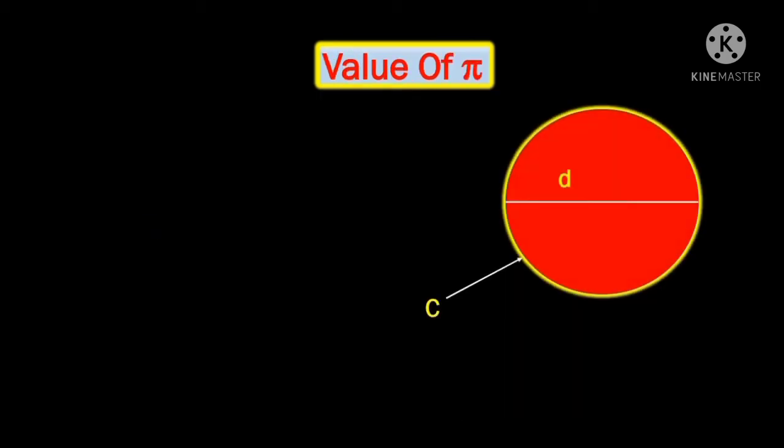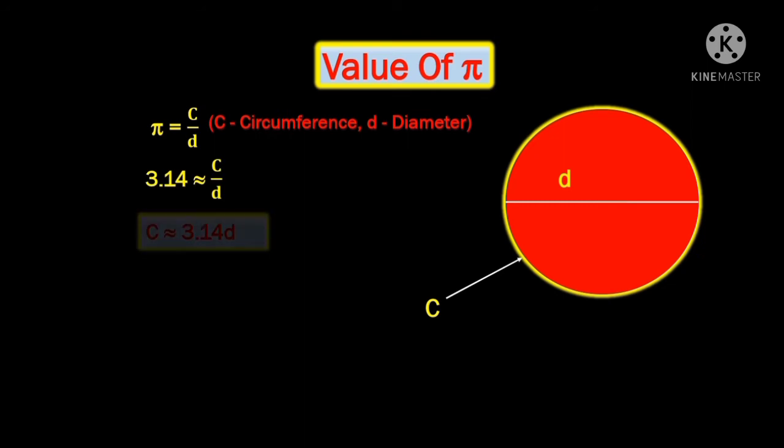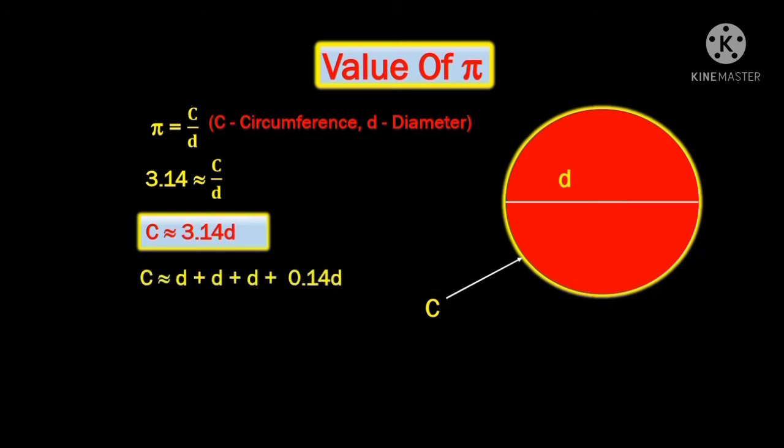Let's consider a circle of diameter d and circumference c. Now we know that pi is c upon d. Taking pi to be approximately 3.14, we can say that the circumference is approximately 3.14 times the diameter. Now this means that whatever circle you take, its circumference is going to be 3 times the diameter plus a fraction of the diameter. So whether you're dealing with huge objects like planets or small objects like tennis balls, its circumference will be approximately a little more than 3 times its diameter.